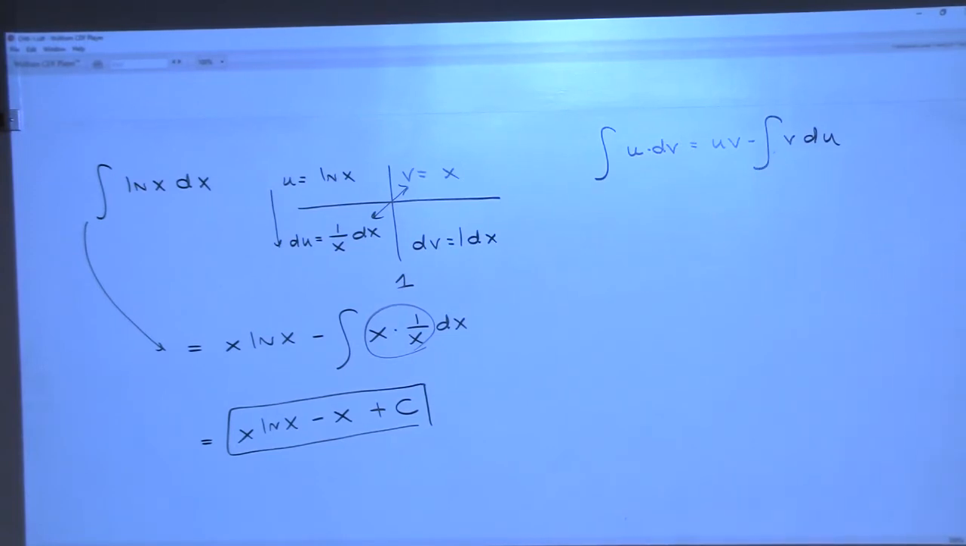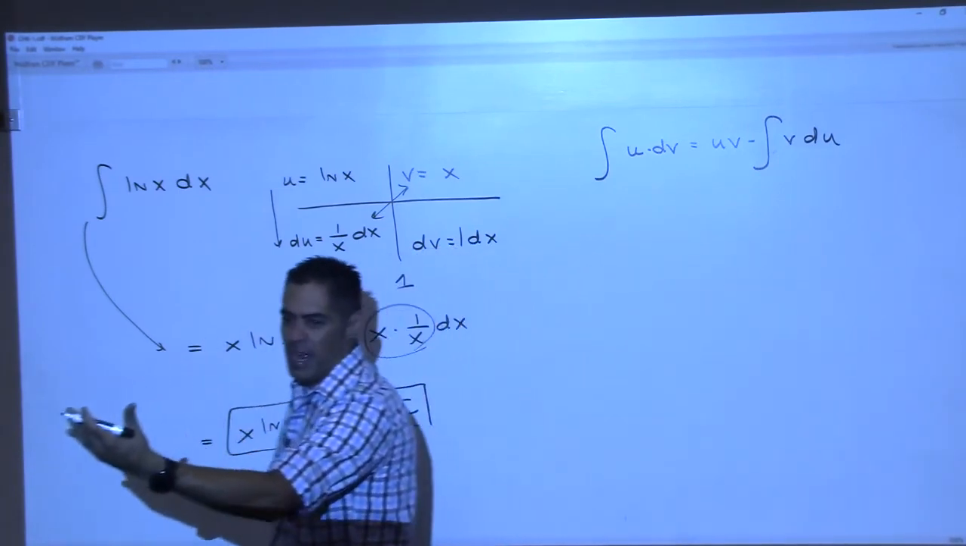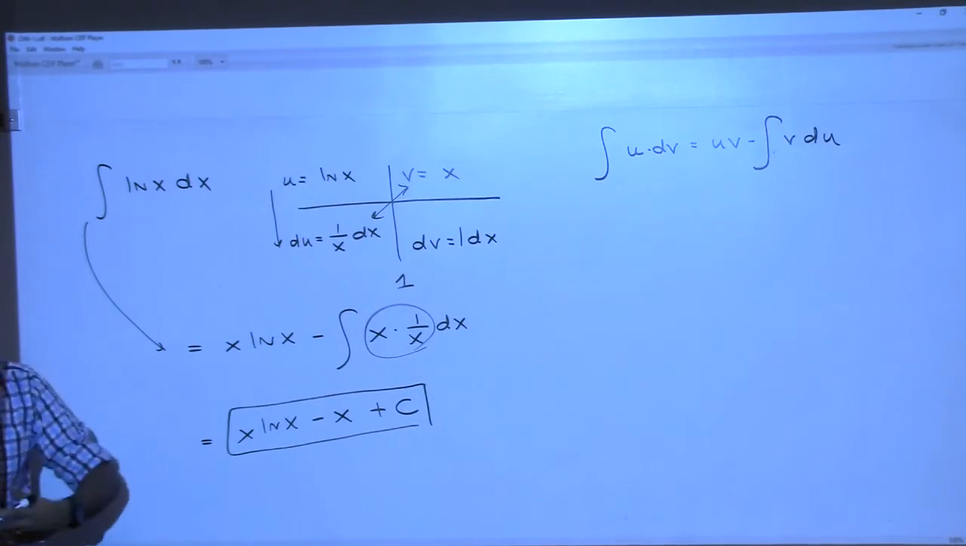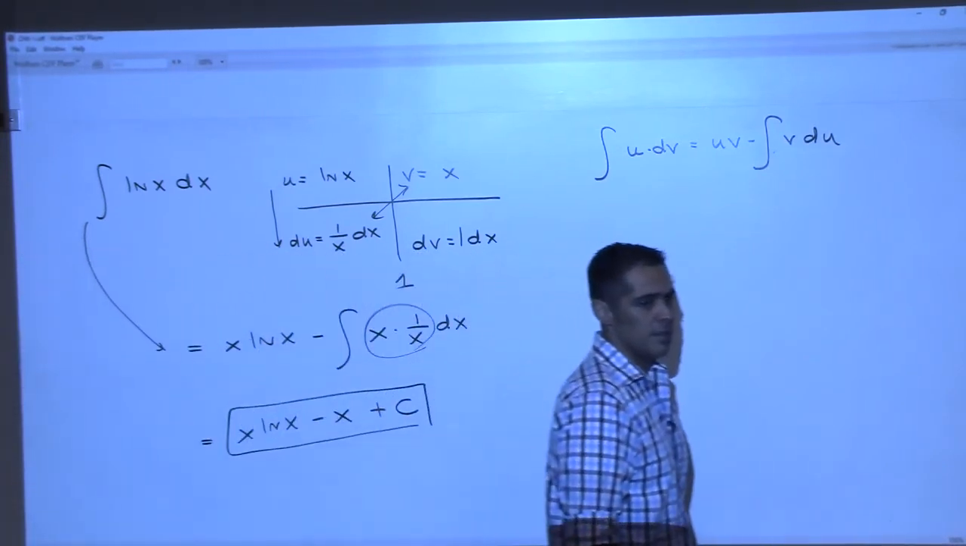So that's it. Now, look, if someone asks you what's the derivative of natural log x, everyone's like 1 over x, no problem. But what's the antiderivative of natural log x? x ln x minus x. All right?